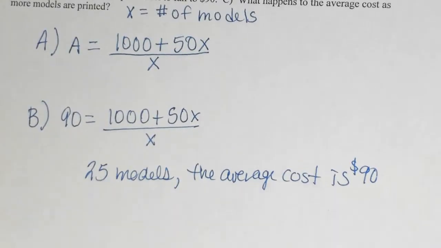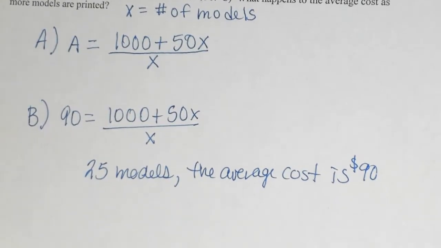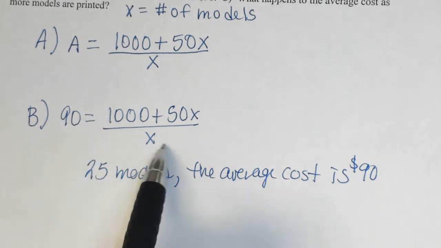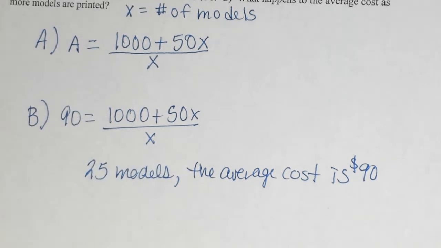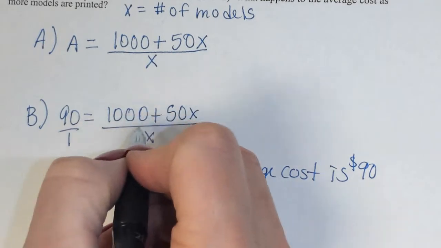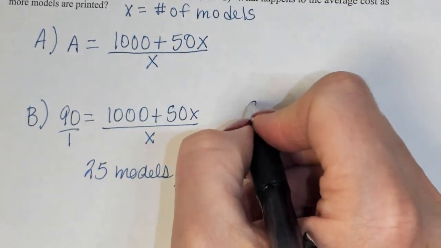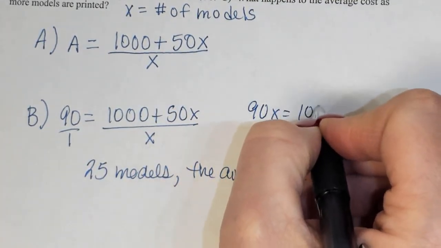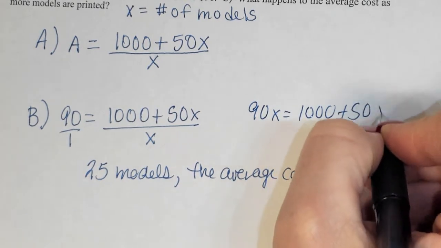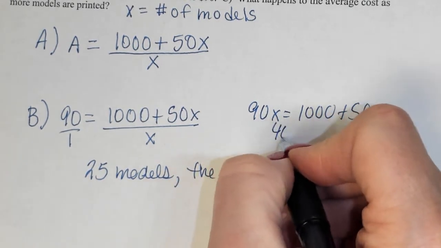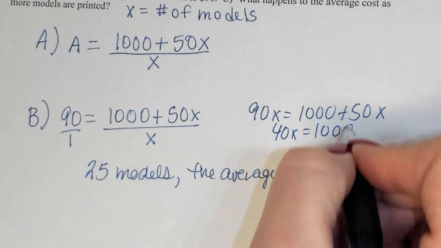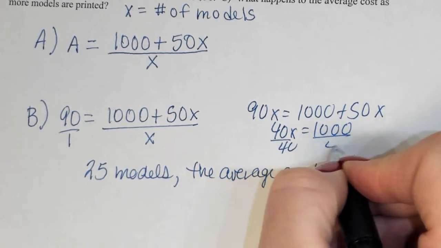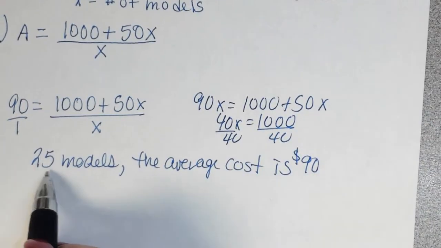Would I have had to do that on the calculator? Nobody suggested how I could solve this, but I could solve that algebraically by just cross-multiplying. Do you guys see how we could have done that? We'd get 90x equals 1,000 plus 50x. Subtract this over, 40x equals 1,000. Divide by 40, and x would be 25, right? We don't have to use a calculator.